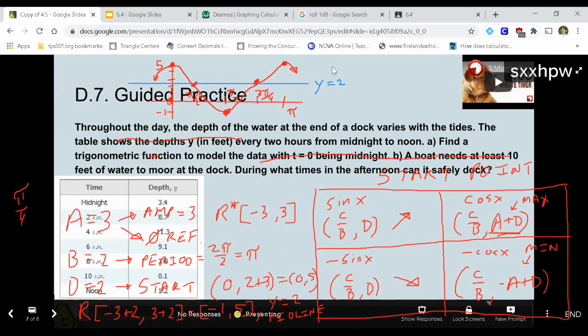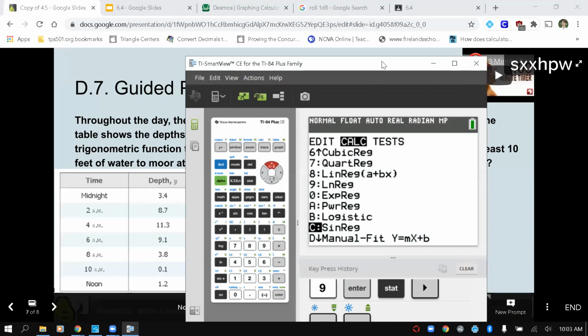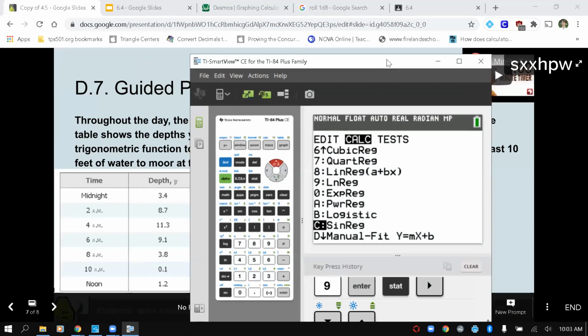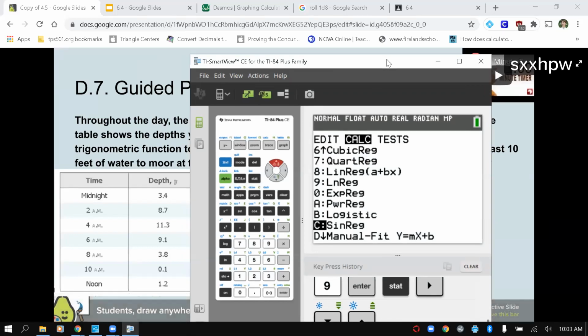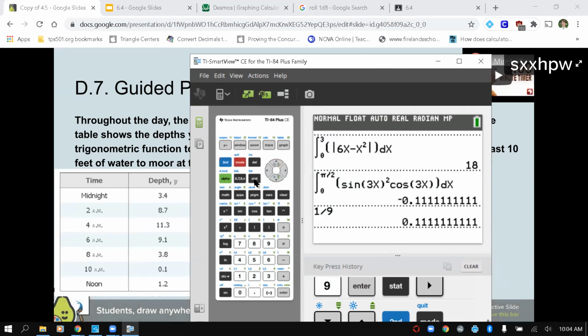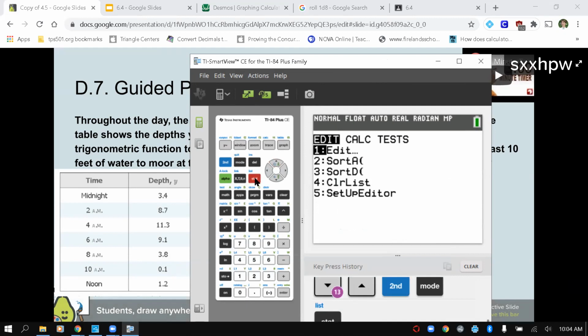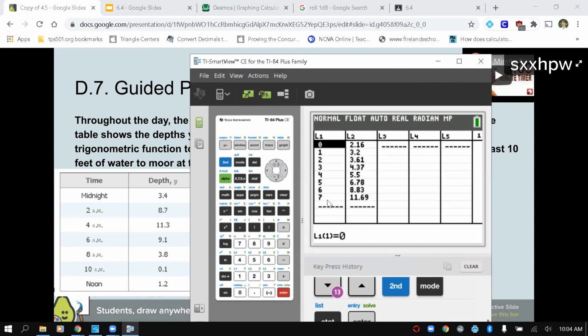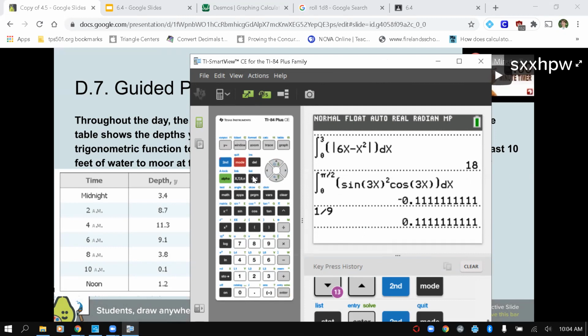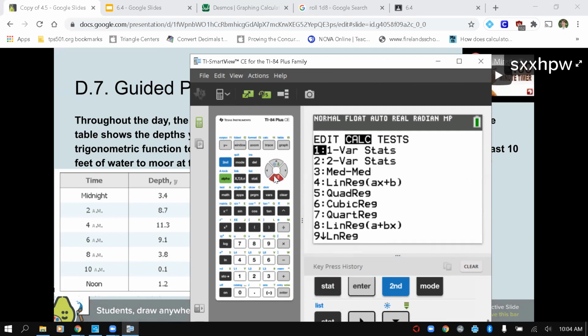Last thing I'm going to show you is, I think there's one problem on there that tells you to do a sine regression, or they give you a set of data and they say, find the formula for that data set. That's not hard. You have done these before, so I'm just going to remind you how to do it. If you hit stat edit, that pulls up a list where you can add your data. And then if you hit stat and go to calc, it's just a new button.